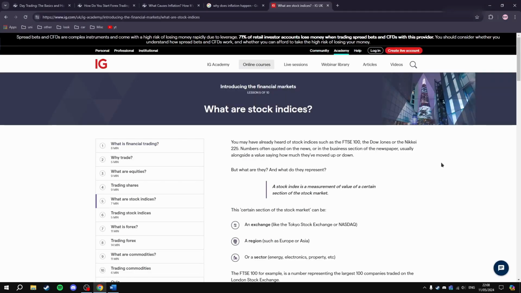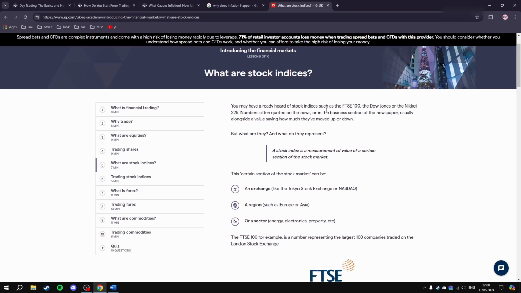What are stock indices? You may have already heard of stock indices such as the FTSE 100, the Dow Jones, or the Nikkei 225. Numbers often quoted on the news or in the business section of a newspaper, usually alongside a value saying how much they've moved up or down. But what are they and what do they represent? A stock index is a measurement of value of a certain section of the stock market.